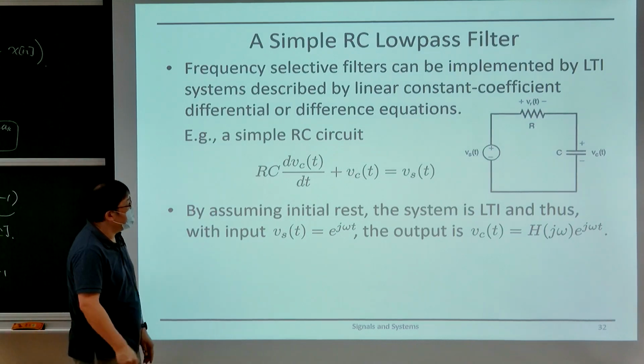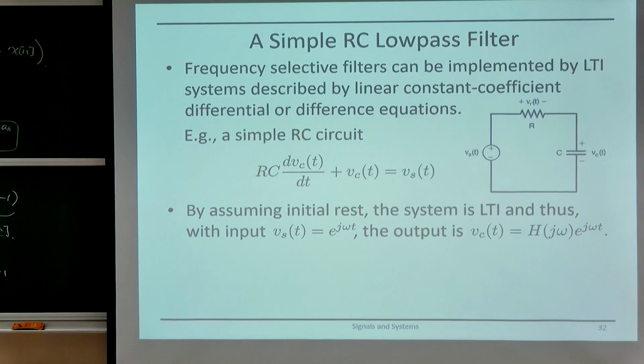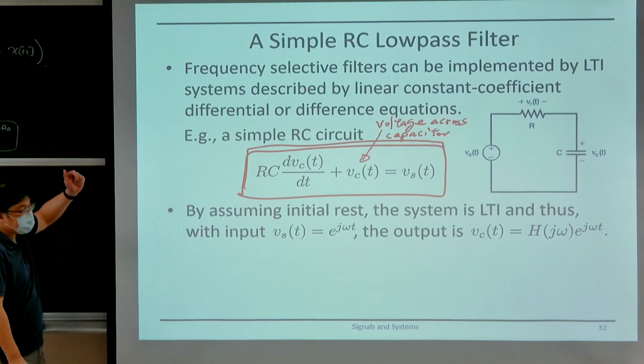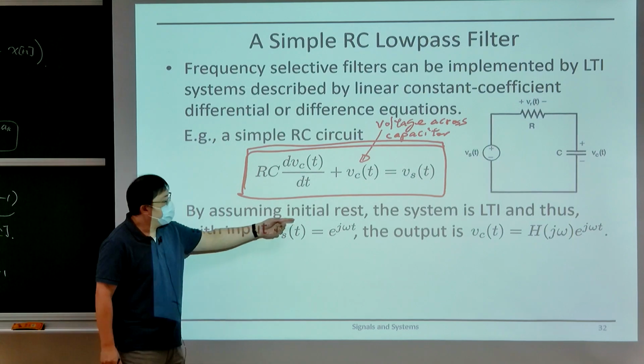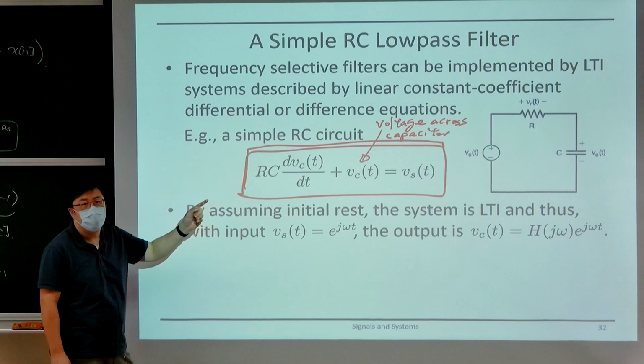In this case, the input-output relation can be described by this linear constant coefficient differential equation. Here, VC is the voltage across the capacitor. We already looked at this system in previous chapters, and we know that by assuming the condition of initial rest, we can show that this system must be linear and time invariant.